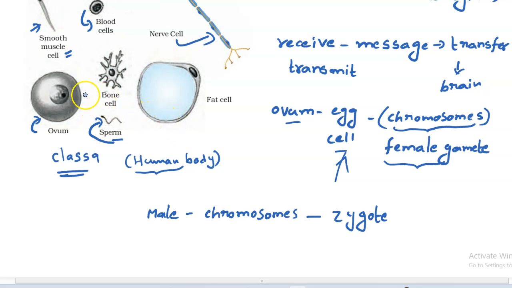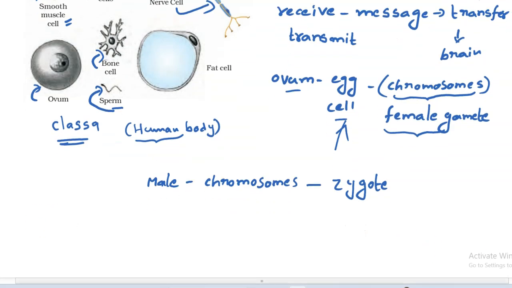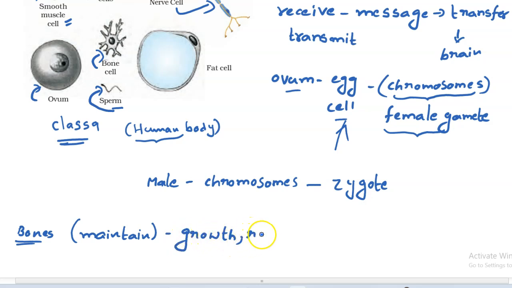The other example is bone cell. Bone cell is useful to maintain bones. This term maintenance includes growth of the bone, repair of the bone, and healing and remodeling of the bone. These functions are carried out by bone cells.